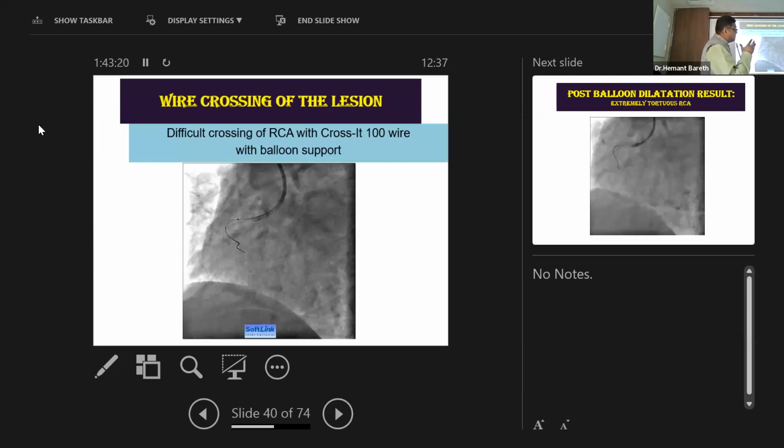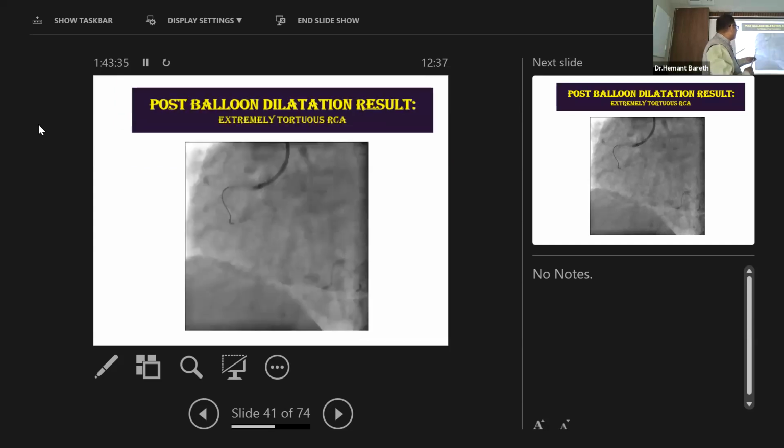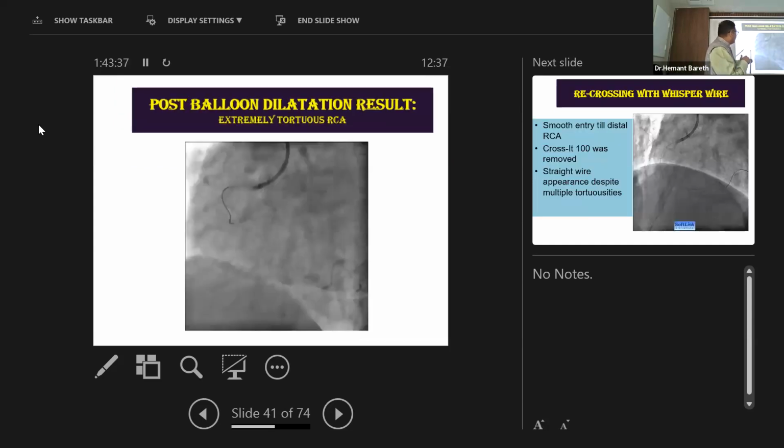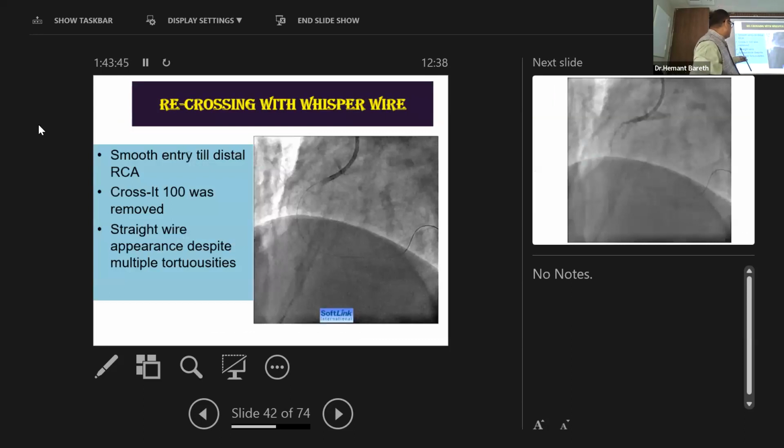So again, a balanced or medium support wire was used, Prowater 100, which is a medium support wire. And even then, while I was putting it across, the balloon was being put in the vessel. It was a little difficult, but dilatation can be done even on this kind of appearance. But the problem is that once you have this wire, multiple tortuosities appear, and it started causing problems to the patient.